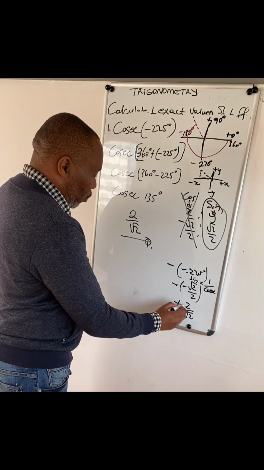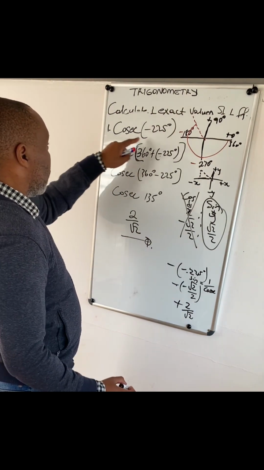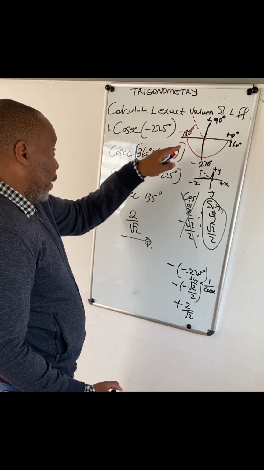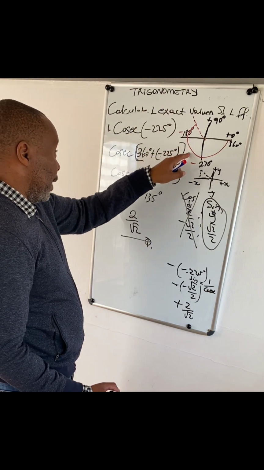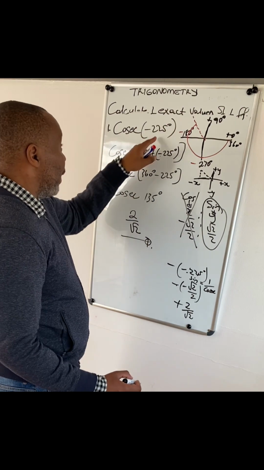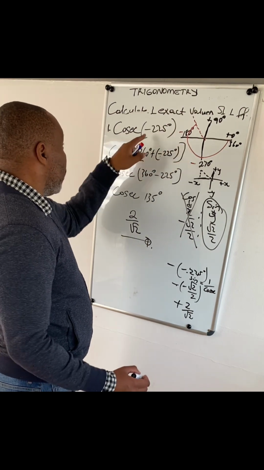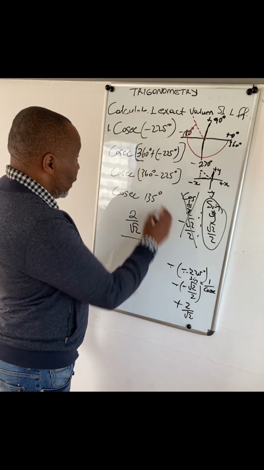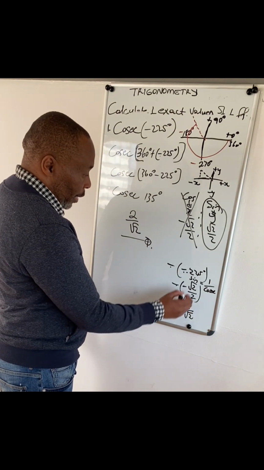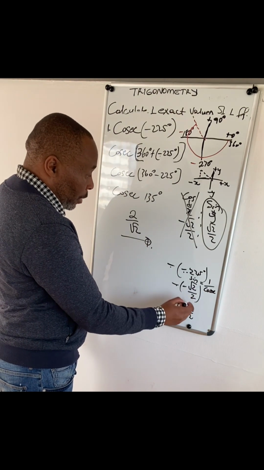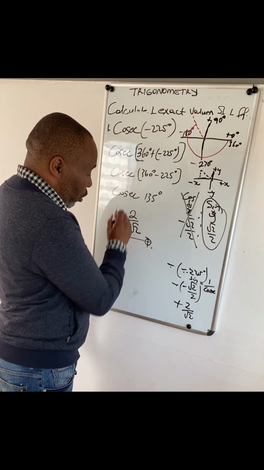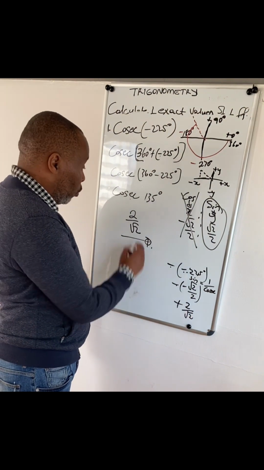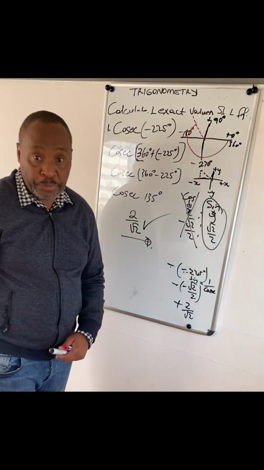Negative times negative would be a positive, because this tells us it's negative 225, so it would be here, but negatively. Keep that negative, so the values of this would still be negative, but we know that cosec here is negative, so we've got negative for cosec and negative for the angle where they multiply each other. And the inverse here, it's sine, but we are not looking for sine, we are looking for cosec, which is the inverse of sine. It's the other way around, and it gives us 2 over root 2, which is what we found here.